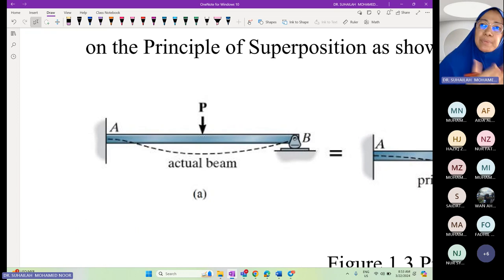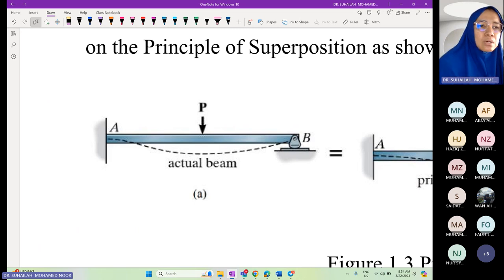Okay, now this is about principle of superposition. Principle of superposition ni dia macam ni. A is equal to B tambah C. That is principle of superposition. A is equal to B tambah C. Tambah B tambah C jadi A. Okay. So the idea is you are analyzing indeterminate structure. So let's say kita ambil the simple one, as given in the textbook.